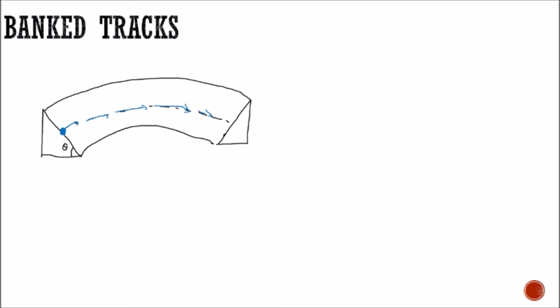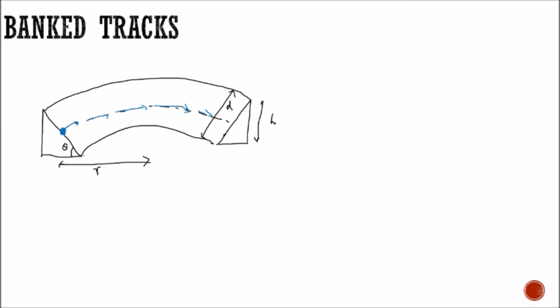Now this curve has some radius r, some angle theta. It might have some height h, and then it has to have a certain width as well, d or w, whatever you want to call it. We're gonna ignore d and h for a second. We're just gonna talk about the angle and the radius. But this particular car is traveling along this track here. It's in circular motion. Most definitely, it's in circular motion.